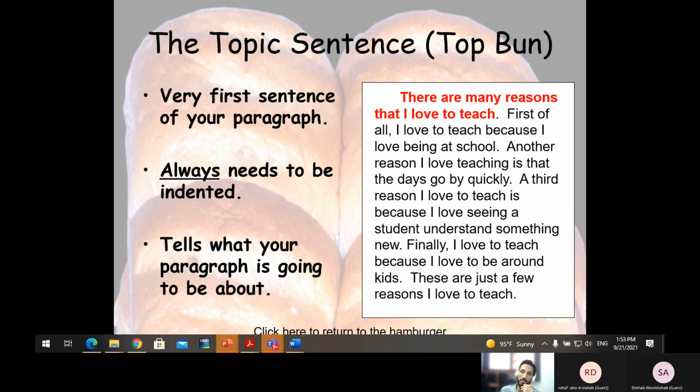So who can read the paragraph again? Who can read it? Rahaf, can you hear me? Unmute yourself. Yeah, can you read this paragraph again?